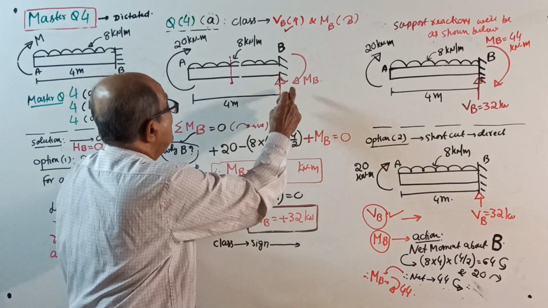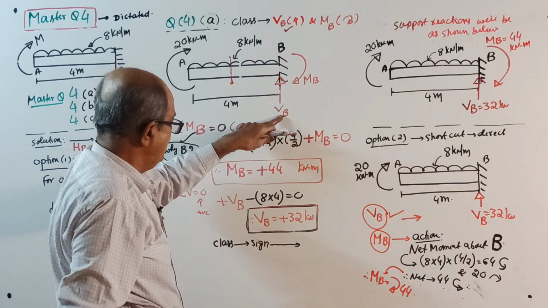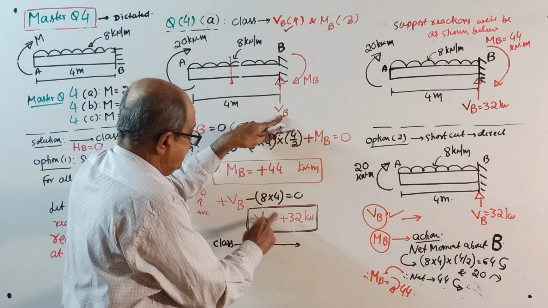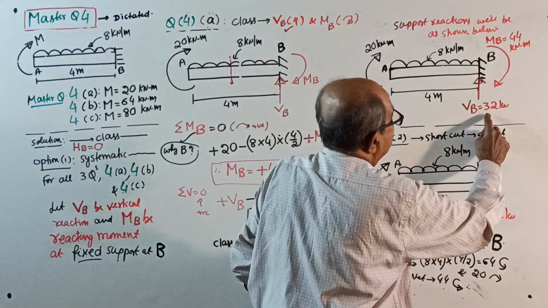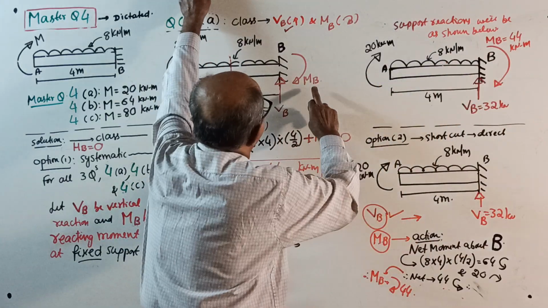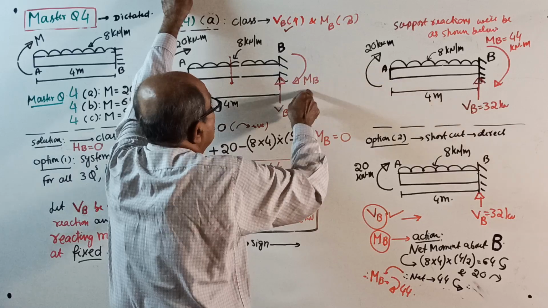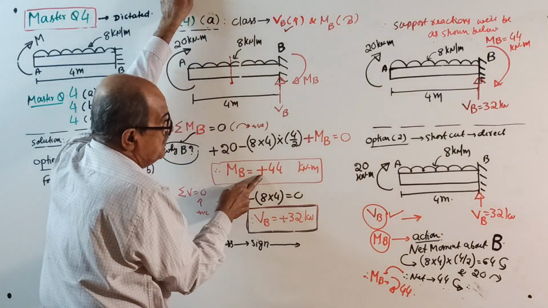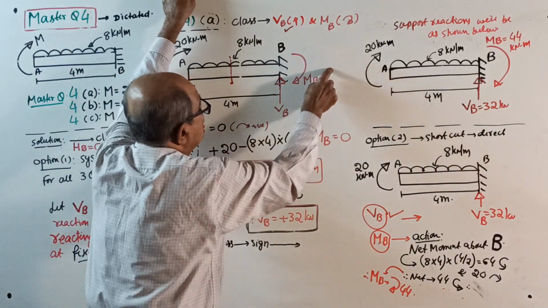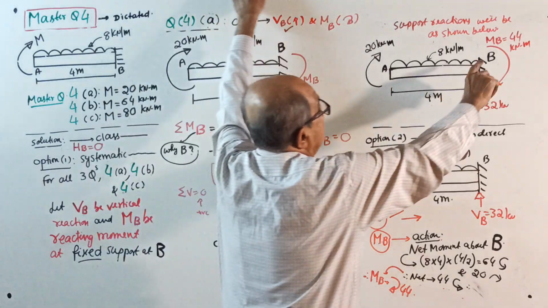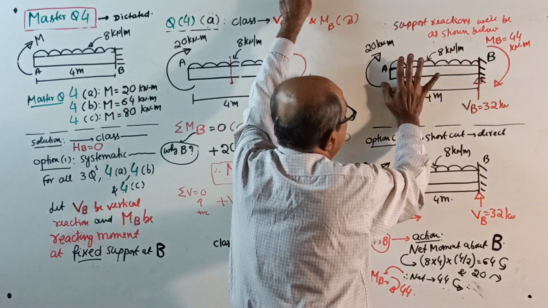Check the sign, same thing. We assumed upward direction for VB. We got positive, therefore correct. VB is up 32. We considered MB in clockwise direction. The answer came positive, which means the direction you considered is correct. Enter in the same direction. Over. This is the reaction.